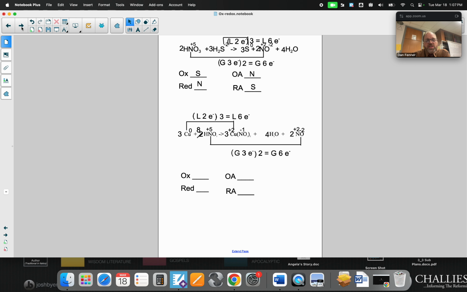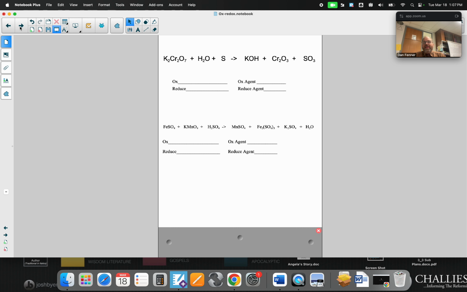Do our oxidation reduction. Which one's losing? Copper's losing. Which one's gaining? Nitrogen's gaining. Oxidizing agent nitrogen, reducing agent copper. All right, two more here, and the last one.